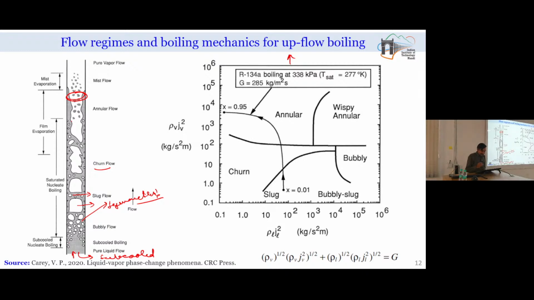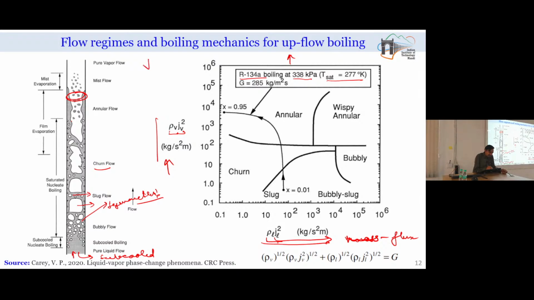And when we operate this, typically for an upward flow of liquid and vapor, here one refrigerant is considered, which is R134a, operated at 338 kilopascals, having a saturation temperature of 277 Kelvin. For this, these flow regime maps are presented, and in these flow regime maps we have two important parameters. One is rho L into JL square and another one is rho V into JV square. So basically, if you see the units, it is representing the mass flux of liquid and vapor.